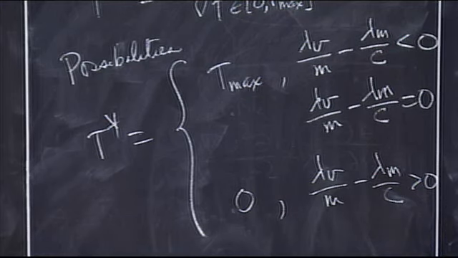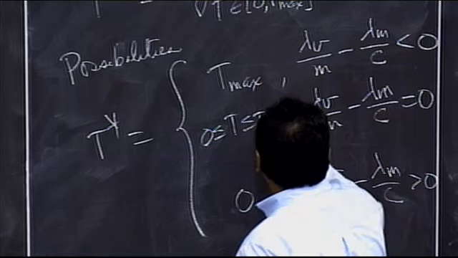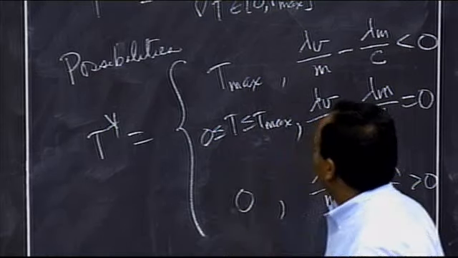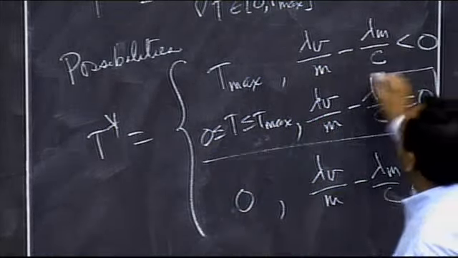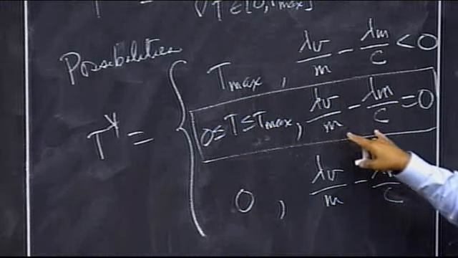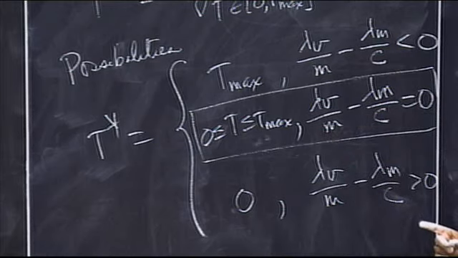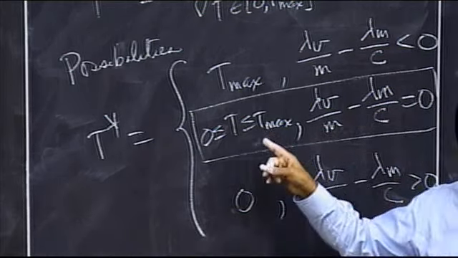Now what happens if lambda sub V over M minus lambda sub M over C equals 0? Now what's the optimal control? You don't know. It could be anything. I have no idea what that is right now. This is the singular arc. Because I have no idea, if this condition is met over some segment of time, where this is exactly 0 over some segment of time, what the optimal control is going to be.